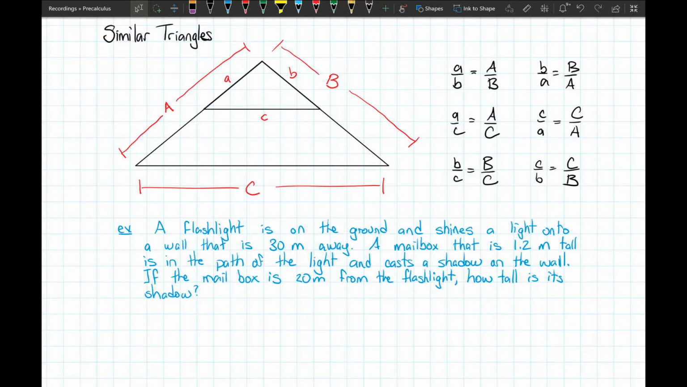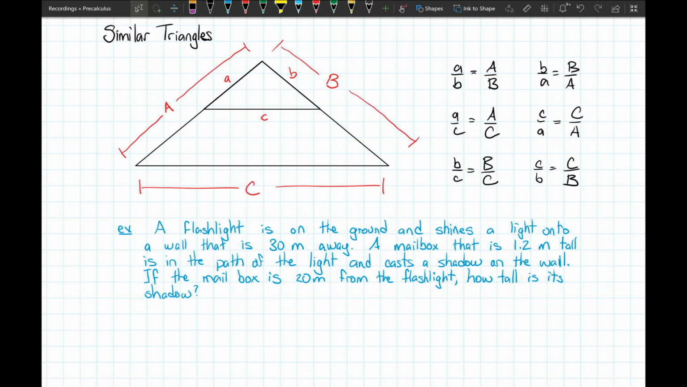Okay, well, we've got quite a long problem to read through here. But, of course, this is going to end up being a geometric problem, and we might be able to draw a picture so that we don't have to continue to read it constantly. We've got a flashlight on the ground, and it's shining a light onto a wall that is 30 meters away. So we might want to start off by drawing the ground and the wall, and placing the flashlight on the ground. A mailbox is 1.2 meters tall, and it's in the path of the light and casts a shadow on the wall. So you may want to place that mailbox at that location on the ground, partway into the diagram.